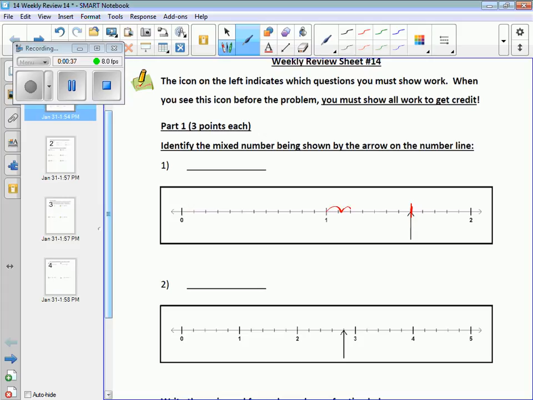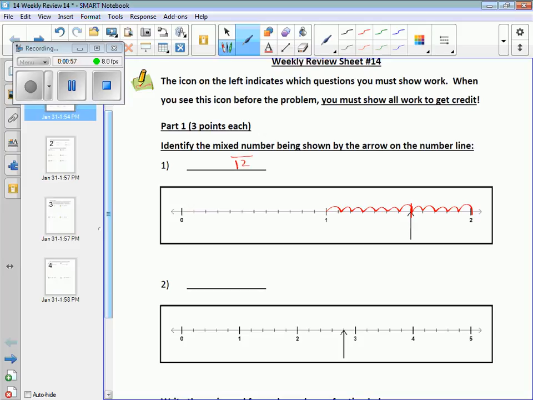And that would be 1, 2, 3, 4, 5, 6, 7. I'm going to keep that in mind. 8, 9, 10, 11, 12. There's a total of 12 divisions in between 1 and 2. So now I automatically know that my denominator is going to be 12.